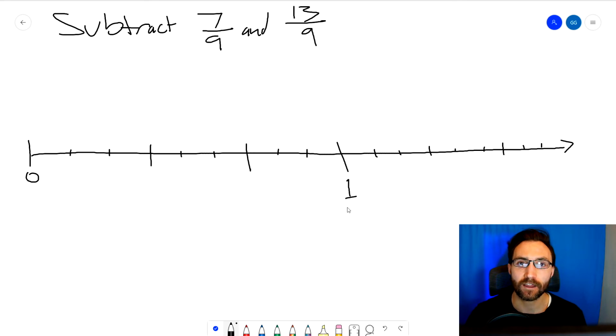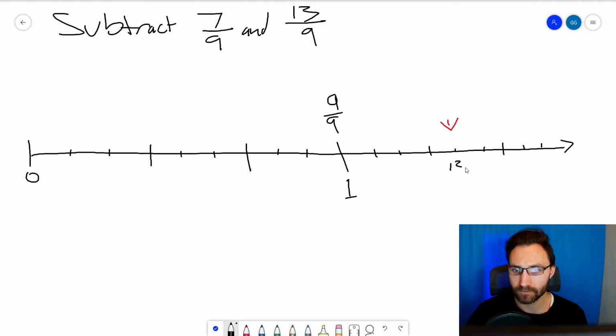Let's find 13/9. As we can see, here is our 0, and here is our first whole part. And this whole part is divided into what equal parts? 1, 2, 3, 4, 5, 6, 7, 8, 9. Ninths. So let's find 13/9. This is divided into 9 equal parts, so we know that 1 is also the same as 9/9. 10, 11, 12, and then here is 13/9.